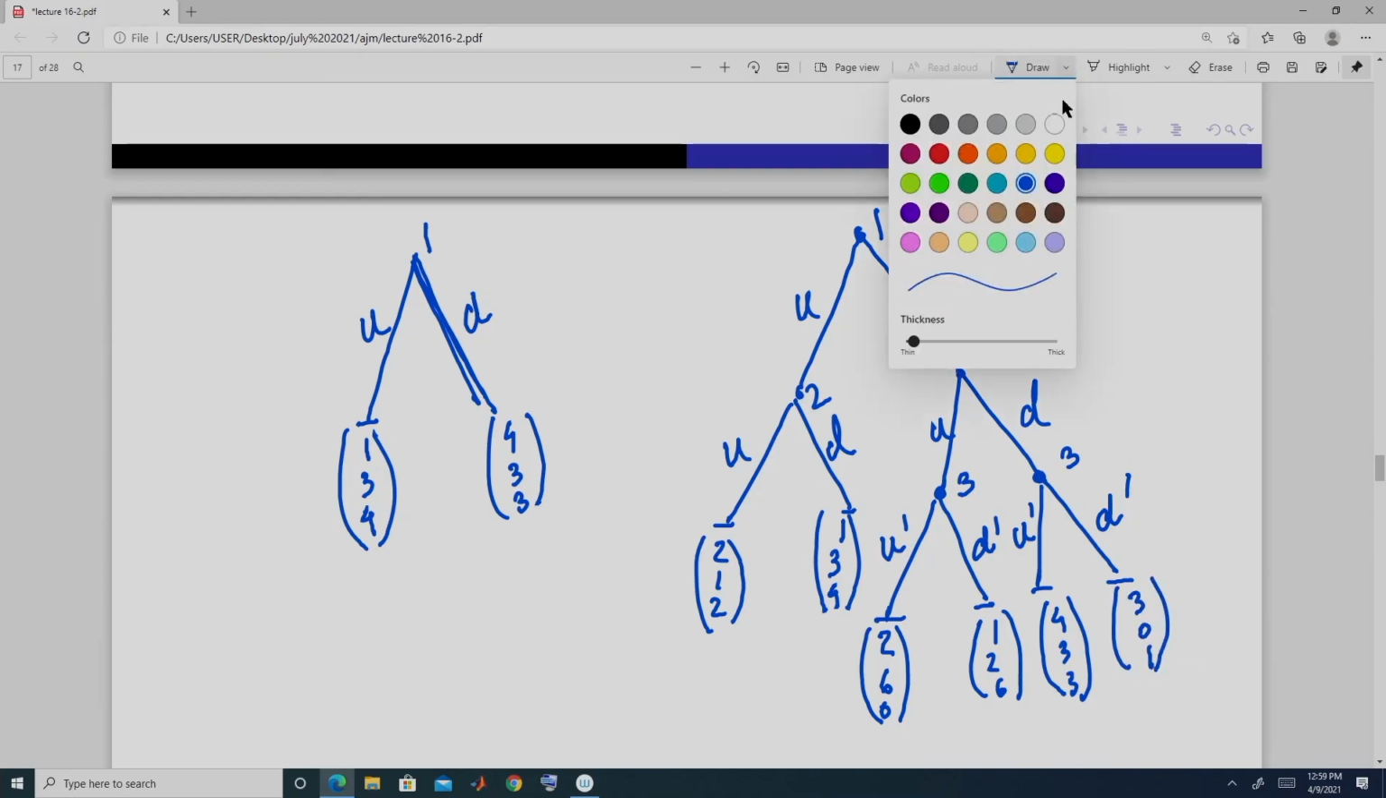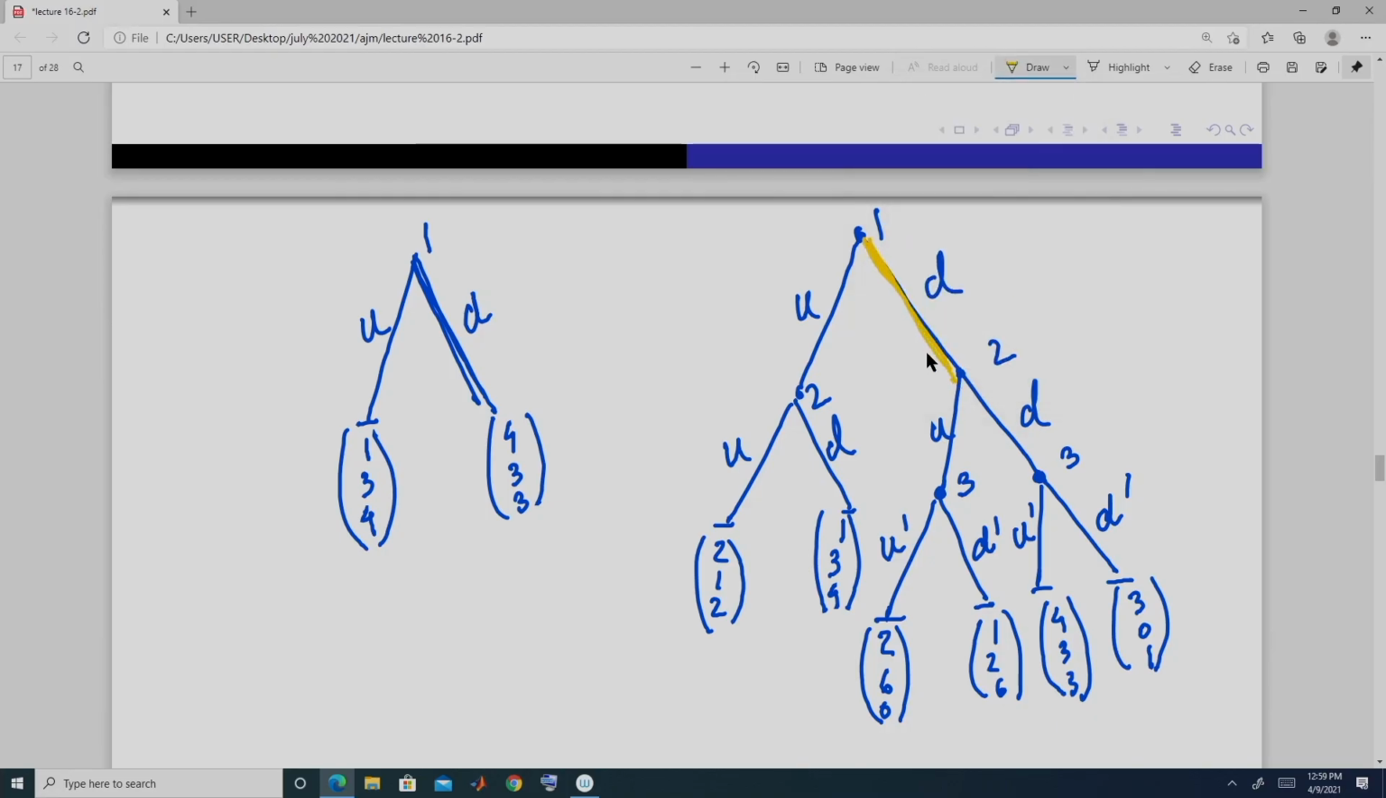So, the backward induction outcome here, it is like this. Player 1 chooses D, player 2 chooses D, and player 3 chooses U dash. Okay, so this path shown by these yellow colored edges gives me the backward induction outcome in this game. Okay. So, these are some of the examples of how to solve a dynamic game with complete information and also perfect information using backward induction. Okay.